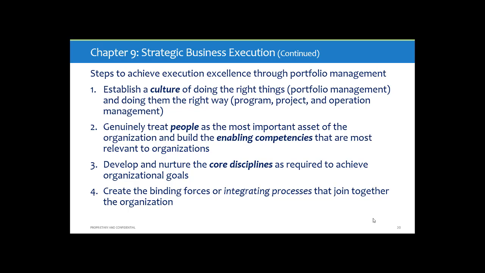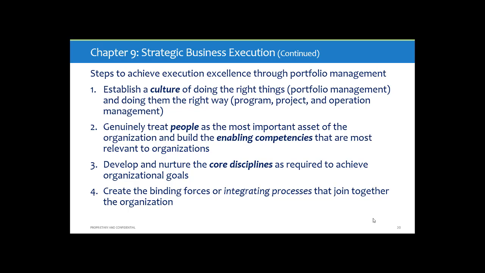So here are some steps that we think are most valuable. First, establish a culture of doing the right things, which is through portfolio management, and doing them the right way, which is really the domain of program, project, and operation management. Next, genuinely treat people as the most important assets of the organization. Companies talk about it all the time. People are our most important asset. But do they help people build those competencies that are most relevant to the organization?